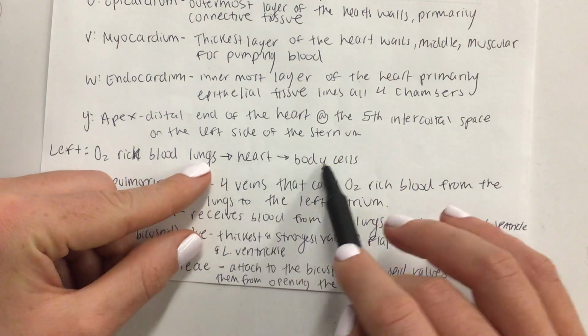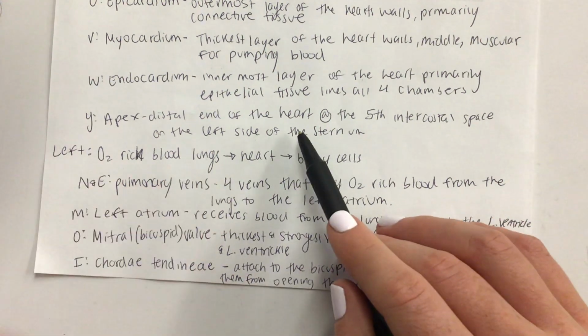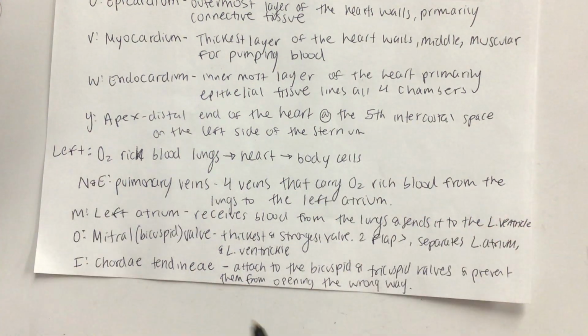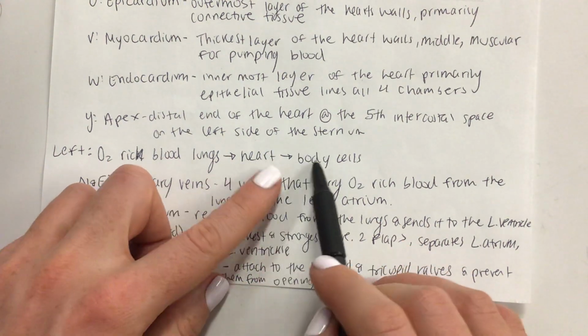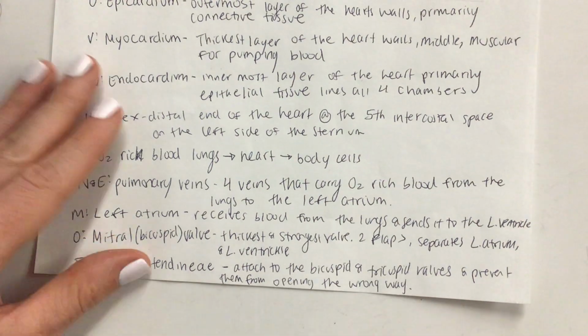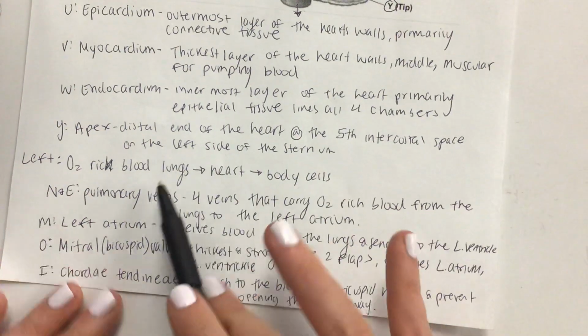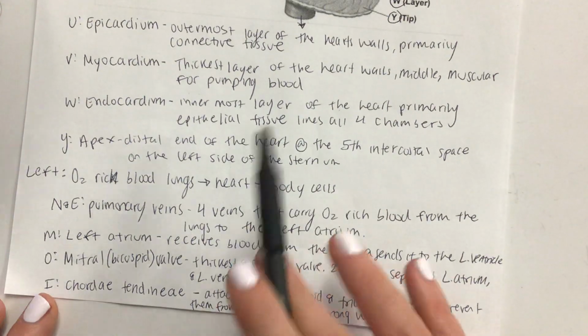If it just went from the lungs to the body cells, there'd be nothing to pump it, nothing to flow there, nothing to get it all the way up to our head, nothing to get it all the way down to our toes. But the heart does that, and it keeps it separated from that deoxygenated blood, which the heart's responsible for as well. And that's what the right side of the heart's responsible for. So we'll look at that tomorrow.